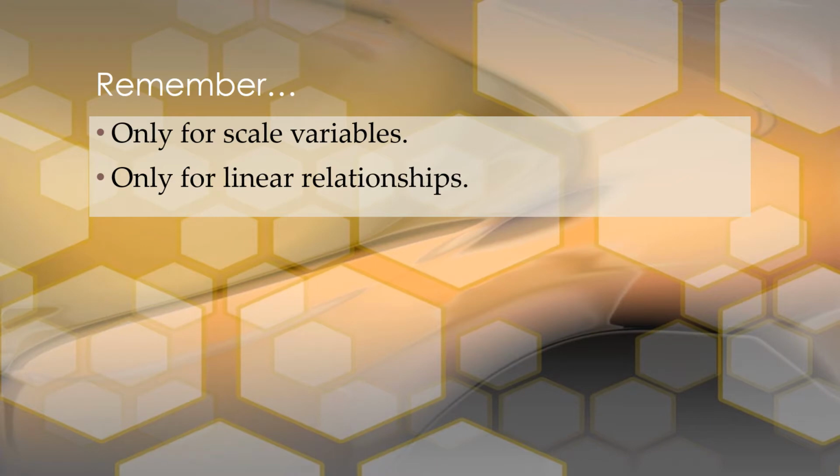In this video, I want to go over some warnings about using Pearson correlation. It's really great when you use it right, but when you use it incorrectly, some bad things can happen. So you should remember that you should only use it for scale variables and only for linear relationships. It doesn't work well when you use it for categorical.